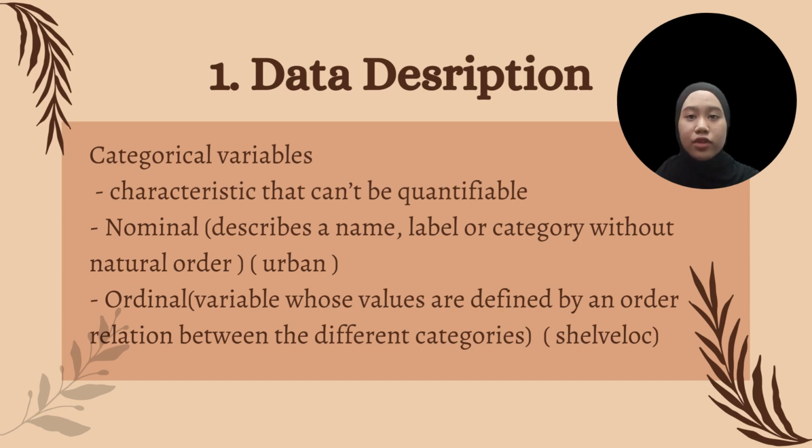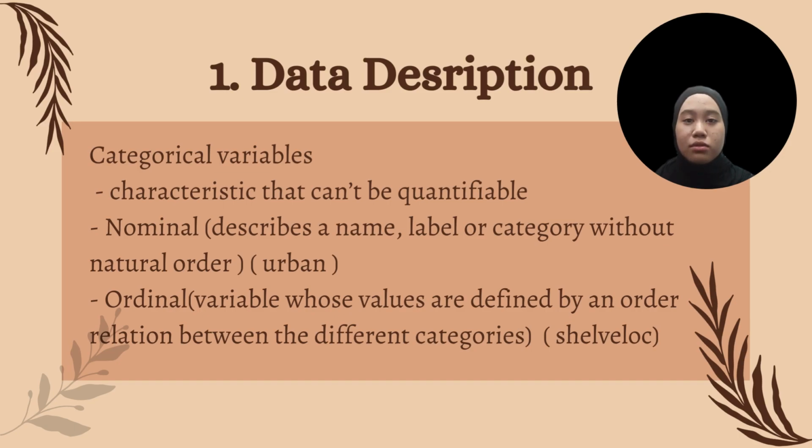A categorical variable, or qualitative variable, refers to a characteristic that cannot be quantified. Categorical variables can be either nominal or ordinal. A nominal variable is one that describes a name, label, or category without natural order. The characteristic for urban is a nominal variable.